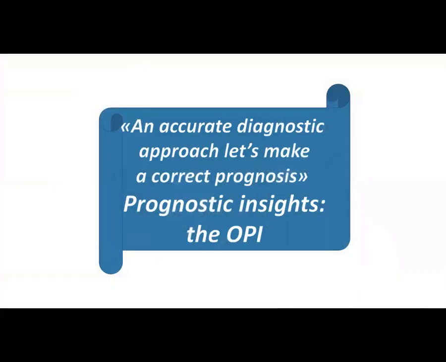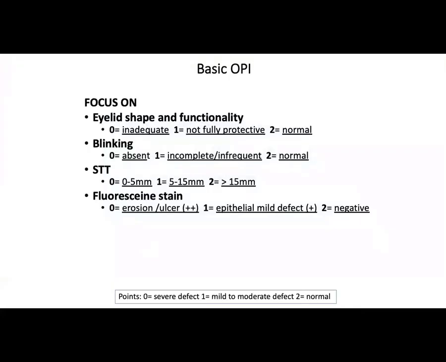An accurate diagnostic approach lets us make a correct prognosis. Based on basic or advanced exams, I evaluate the prognosis with an ocular protection index. The basic ocular protection index considers eyelids, blinking, Schirmer tear test, and fluorescein stains. 0, 1, or 2 points are assigned according to our examination.